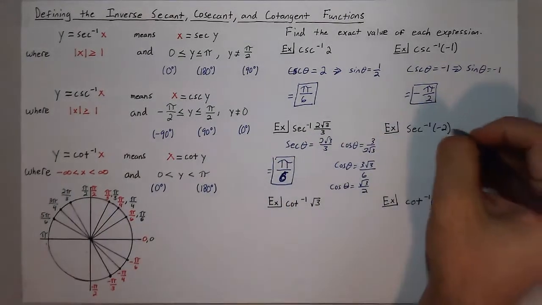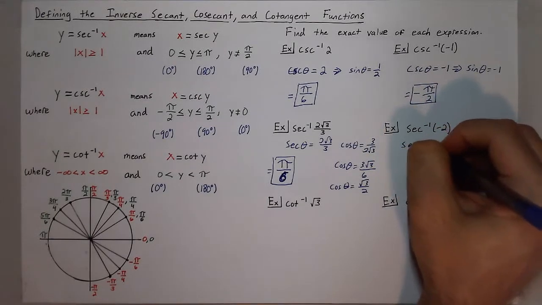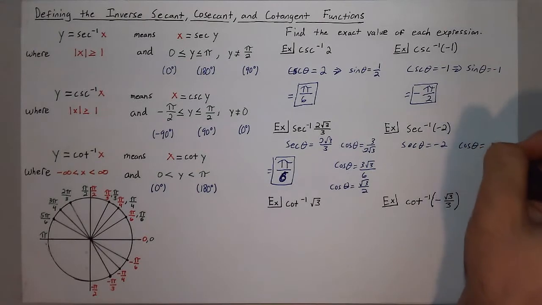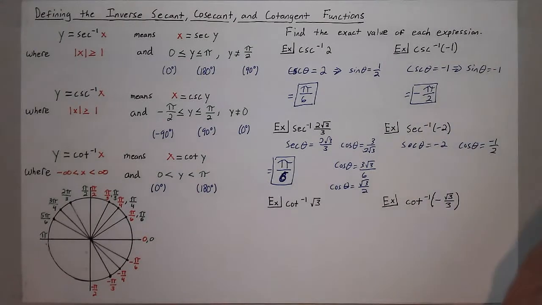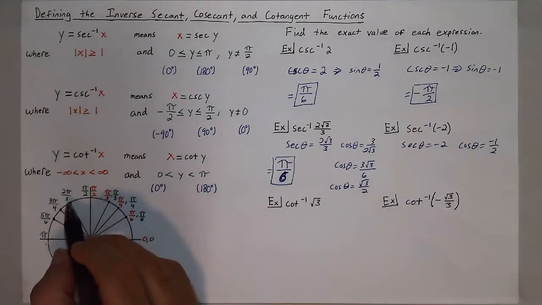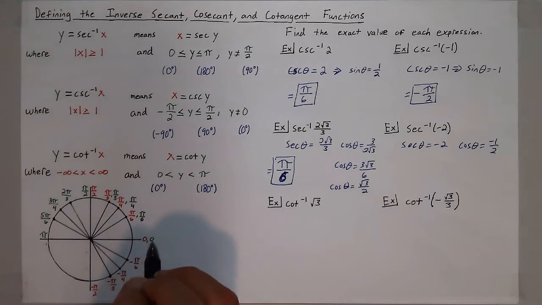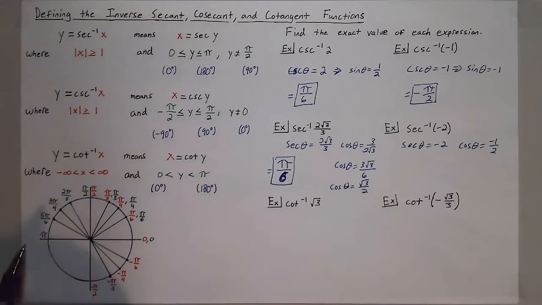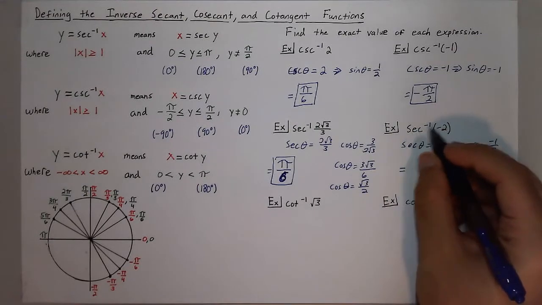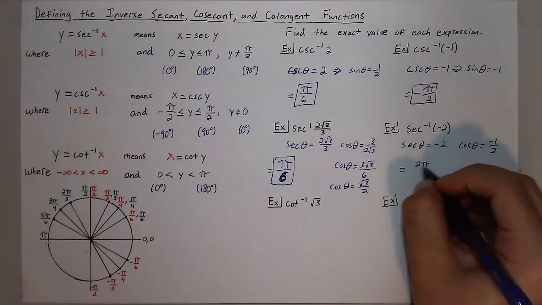Next up, we have secant inverse of -2, which means what angle makes secant of theta equal to -2, or cosine of theta, its reciprocal, equal to -1/2, the reciprocal of -2. Well, that would happen either at 2 pi/3 or 4 pi/3, but since I'm bound to this range of 0 to pi, 2 pi/3 would be the angle I use. So it's this statement, secant inverse of -2 is equal to 2 pi/3.